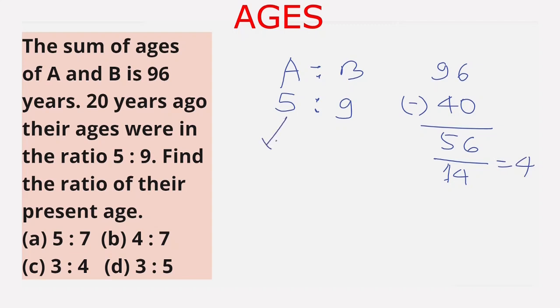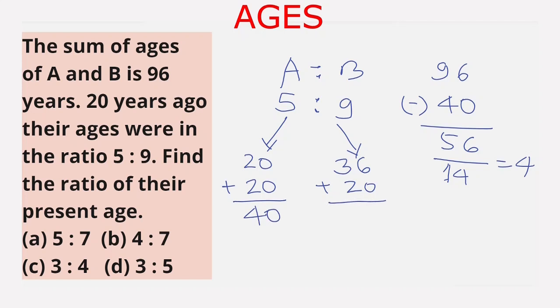5 times 4 is 20. So the age of A was 20 years ago, and 9 times 4 is 36. That is the age of B was 36 20 years ago. So we come to their present ages by adding 20 to each of their ages. 20 plus 20 is 40, and 36 plus 20 is 56.